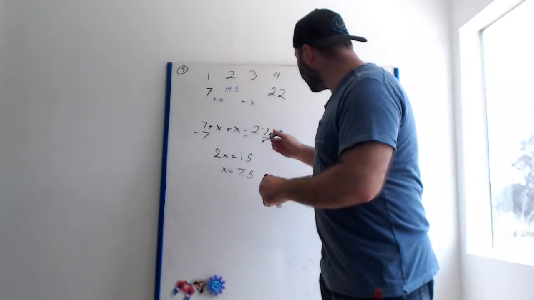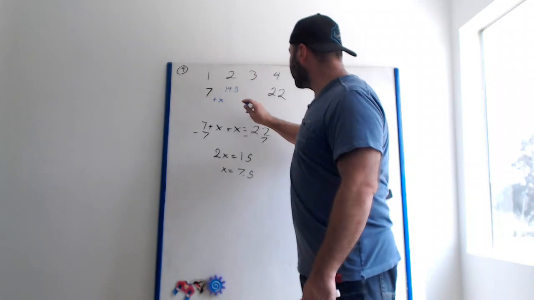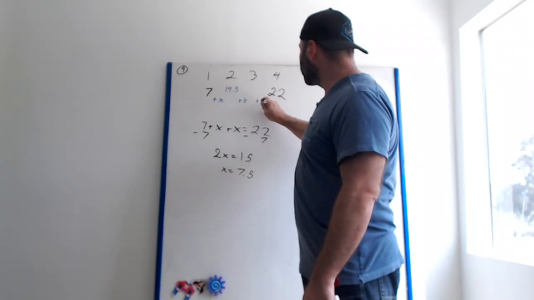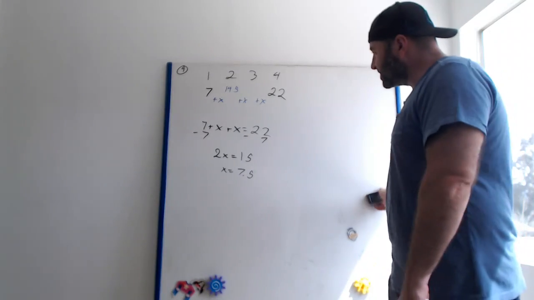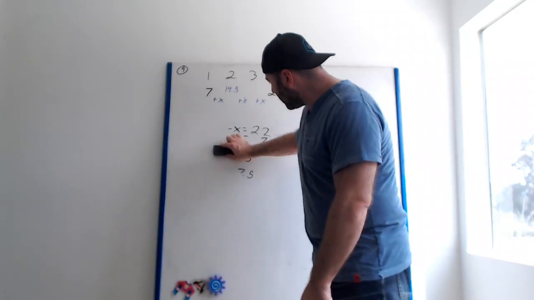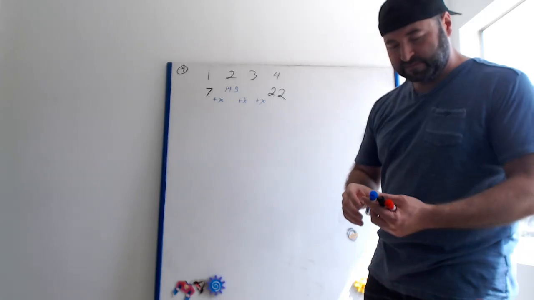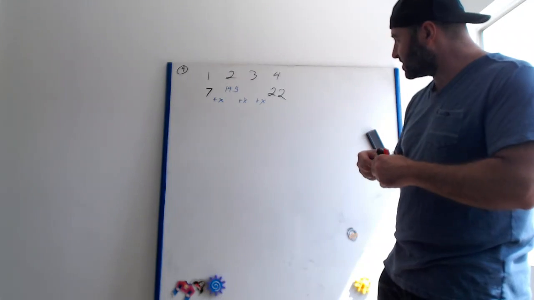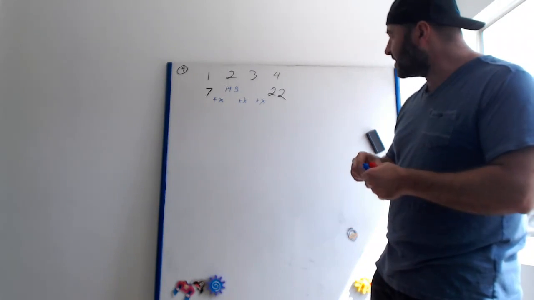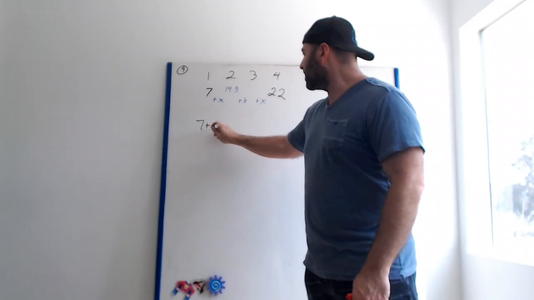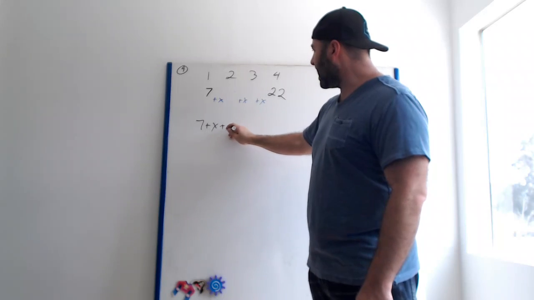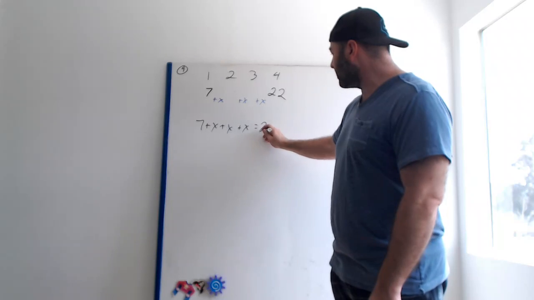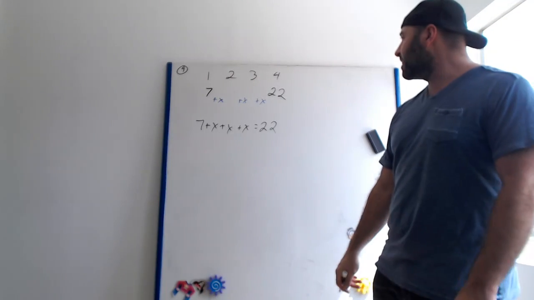Now, I needed one more x. 7 plus x plus x. So, that's where my mistake was. So I'm going to redo this. Sorry for the error there, but sometimes it happens, and we have to double check our thinking. So we get 7 plus x, that gives me this number under 2, plus x gives me the number under 3, plus x, and that should give me my 22 that I want. That makes more sense.